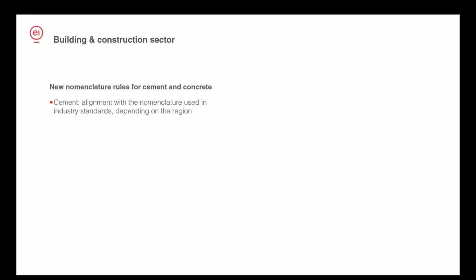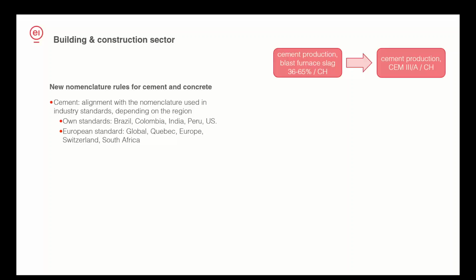So if we start with cement, in the case of the cement activities and products, version 3.9 is adopting the nomenclature following the different national standards. So, for example, it adopts the standards in Brazil, Colombia, India, Peru, and US. We have activities in all those countries, and now they have been renamed following those different national standards. And for the rest of the countries, and for global, we have used the European standard for nomenclature of activities and products around cement production. As an example, an activity that was called in Switzerland cement production blast furnace slag 36 to 65% in version 3.8 is now called cement production CEM 3A.